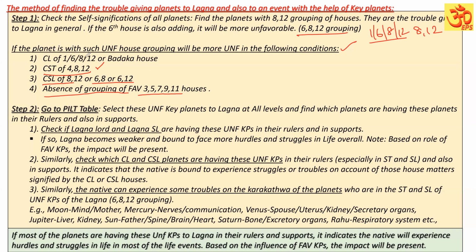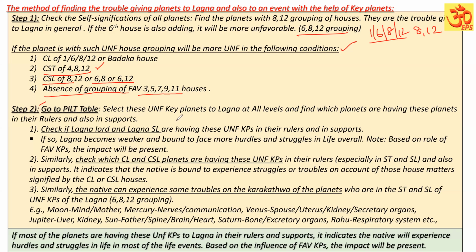So once we have found the unfavorable key planets of the Lagna, step 2, we have to go to the PILT table. In the PILT table, select the unfavorable key planets to Lagna at all levels and find which planets are having these planets in their rulers and also in supports. When I discuss the PILT table in the example chart, you will understand better. By that time you can also refer to this lesson.